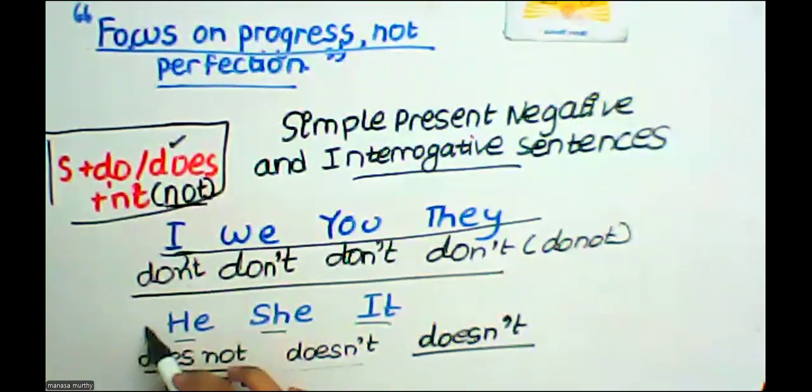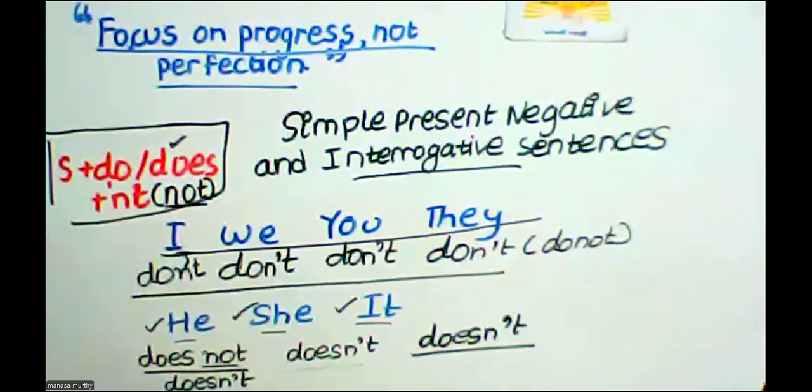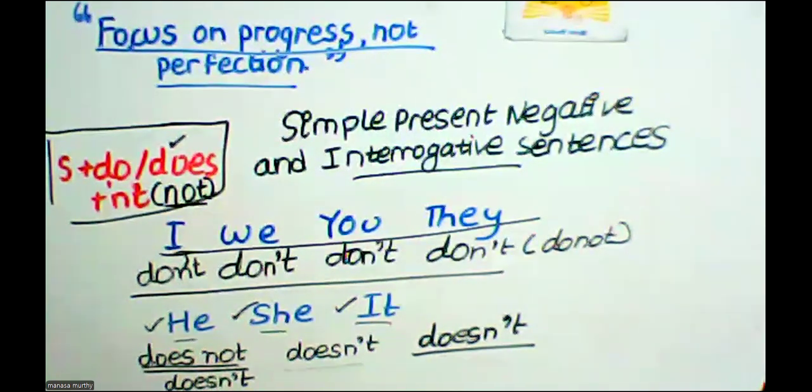When the subject is he, she, it, we use does. Along with that, not. Negative means it isn't happening, it isn't having. So to convey it, I am writing it as does along with that not. The contracted form is doesn't.